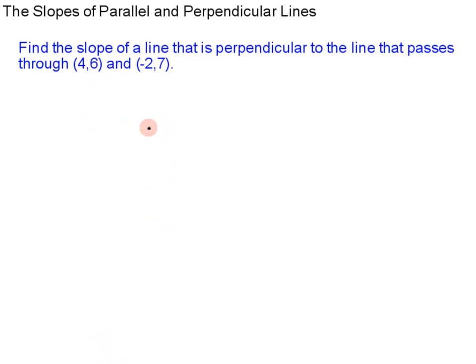So here's a typical problem that you could solve with this sort of information. Find the slope of a line that is perpendicular to the line that passes through these 2 points. Well, when you know 2 points on a line, you can find the slope. You take the difference in the y value, so 7 minus 6, that's your rise, and the difference in the x's, negative 2 minus 4, that's your run, and so you get 1 over negative 6. So the slope of this line is negative 1/6.